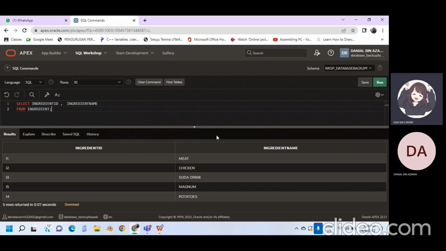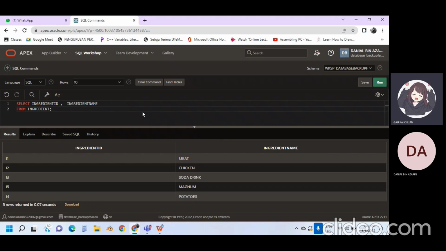So the output is like this. Ingredient ID I1, the ingredient name is meat. For I2 is chicken. For I3 is soda drink. For I5 is magnum. And for I4 is potatoes.